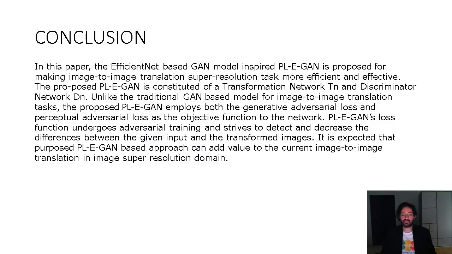So in conclusion, unlike the traditional GAN-based model for the image-to-image translation task, in our case super resolution, the proposed PLE-GAN employs both the generative loss and the perceptual loss as the objective function of the network. The PLE-GAN loss function undergoes adversarial training and serves to detect and decrease the difference between the given input and transferred image. It is expected that the proposed PLE-GAN based approach can add value to the current image-to-image translation in the super resolution domain.